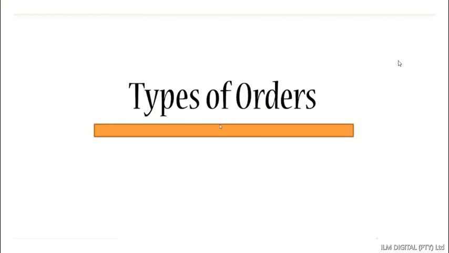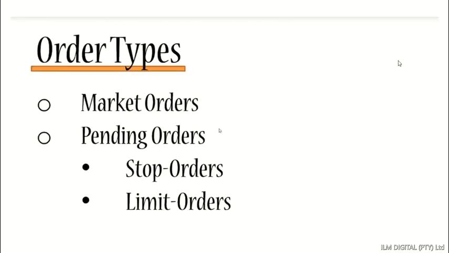On today's tutorial we are going to be talking about the different types of orders in the forex market. So in the forex market we have two different types of orders. We have the market orders, or the instant executions as some might call them, and we have pending orders. With pending orders you have two different types: the stop orders and the limit orders.